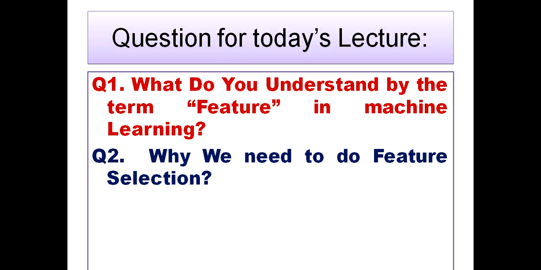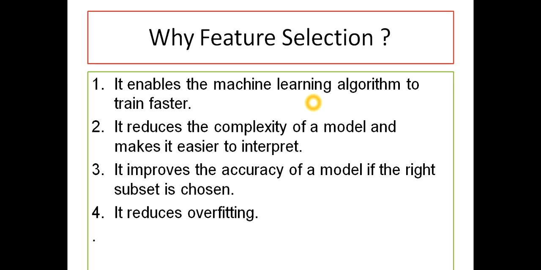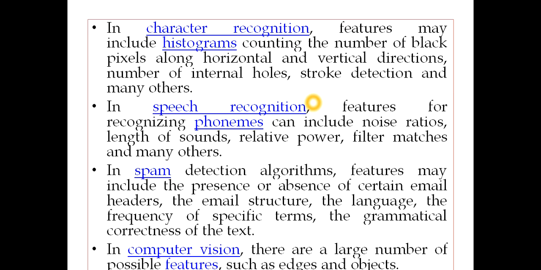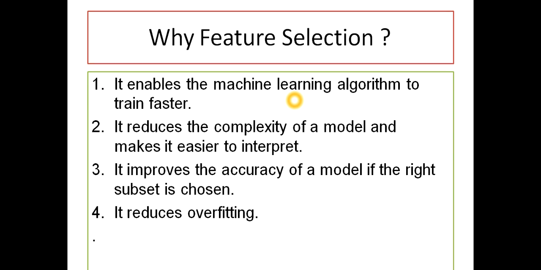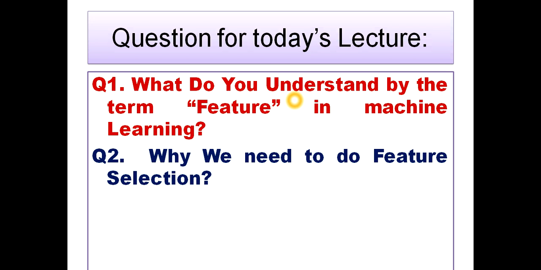Now, questions for today's lecture. You have learned what a feature is, how it relates to different areas, and why we have to conduct feature selection. The first question is: what do you understand by the term feature in a machine learning algorithm? The second question is: why do we need to do feature selection?